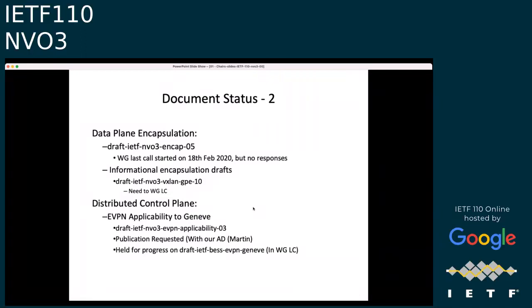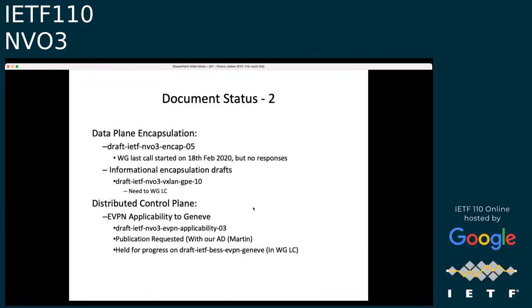We also have some informational documents on alternative encapsulations. I think that the one that had interest in progressing last time we discussed this was for VXLAN GPE. And so we probably need to working group last call that as well. But again, I think we're going to have to look for fairly significant interest from the working group and some comments and proper level of review from the working group in order to progress this document.